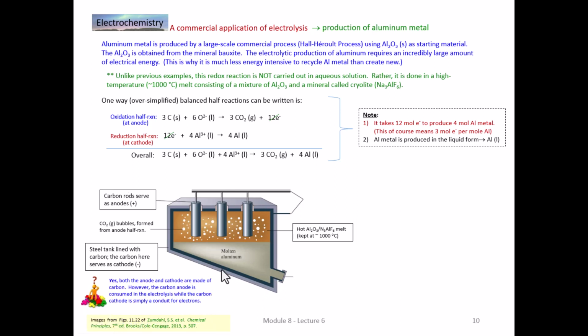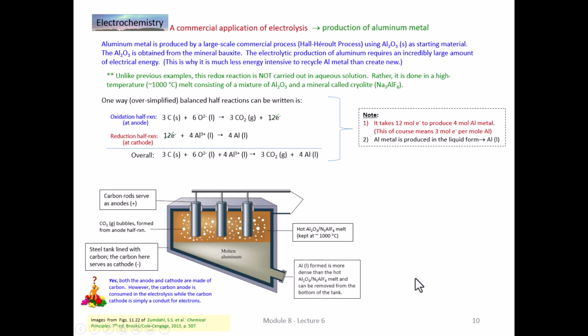And you might note here that both the anode and the cathode are made of carbon. However, the carbon anode is consumed in the electrolysis. We can see up here at the anode there's carbon being turned into carbon dioxide, while the carbon cathode, which doesn't appear in the reduction half reaction at the cathode, simply serves as a conduit for electrons.